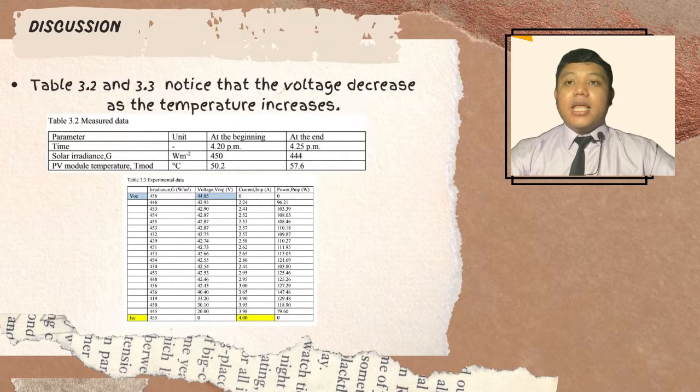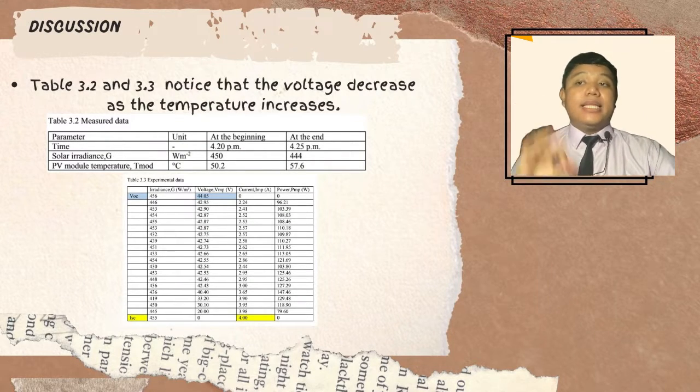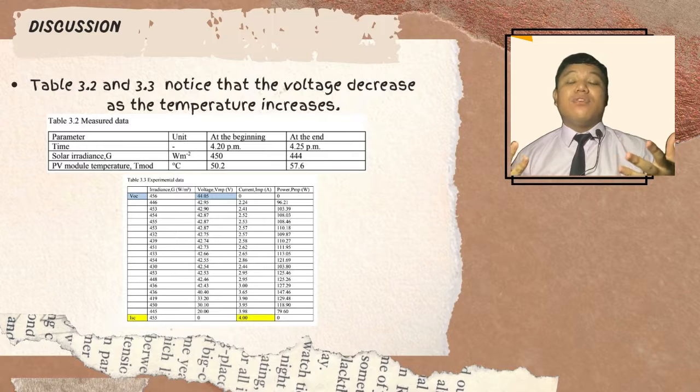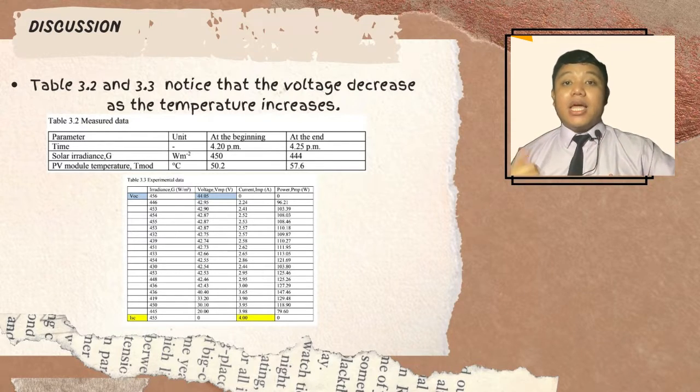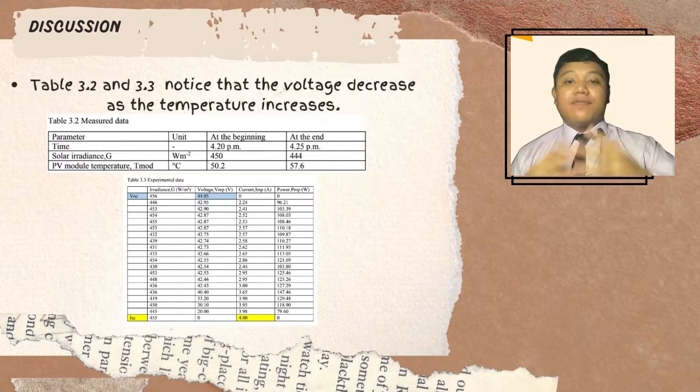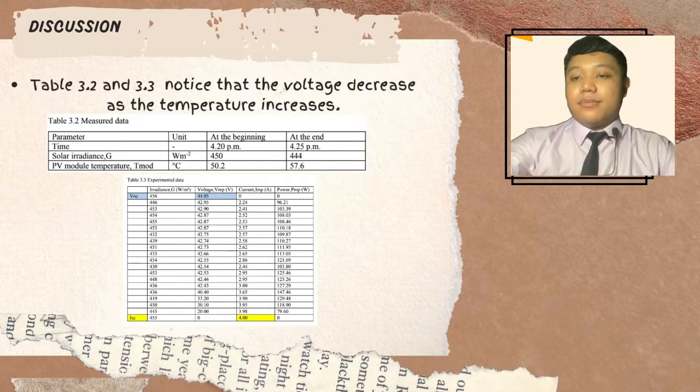Other than that, from tables 3.2 and 3.3, notice that the voltage decreased as the temperature increased. From that, we can draw a hypothesis whereby the relationship of the voltage is inverse with the current and temperature. Furthermore, as the current increases, the resistance decreases.